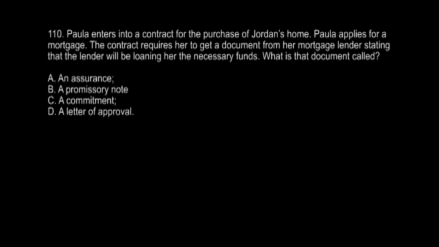110. Paula enters into a contract for the purchase of Jordan's home. Paula applies for a mortgage. The contract requires her to get a document from her mortgage lender stating that the lender will be loaning her the necessary funds. What is that document called? A, an assurance; B, a promissory note; C, a commitment; D, a letter of approval.